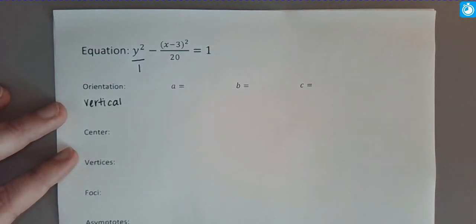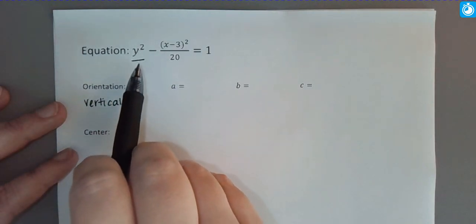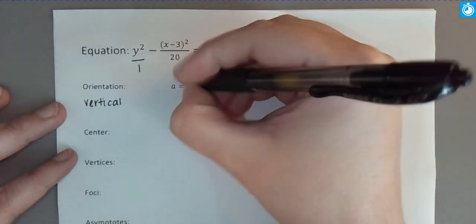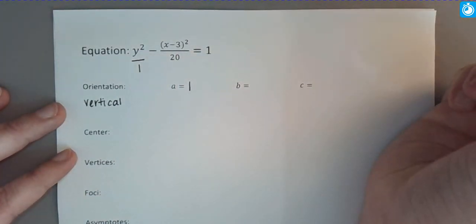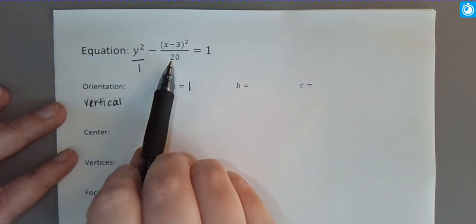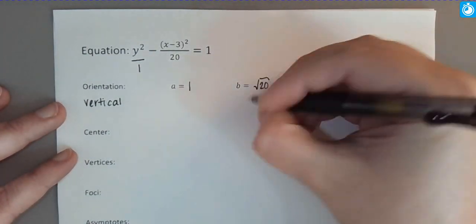We find them in a different way when it comes to a hyperbola. When we're looking at a hyperbolic equation, we're not focusing on which denominator is larger, we're focusing on which denominator is associated with our positive term. So y squared is the term that is positive, therefore a is going to be associated with the y squared term. So a squared is our denominator, therefore a is going to be the square root of 1, which is 1, our principal square root. b will be associated with whichever denominator goes with the negative term. So b squared is 20, which means b is going to be the square root of 20. And we want to simplify that.